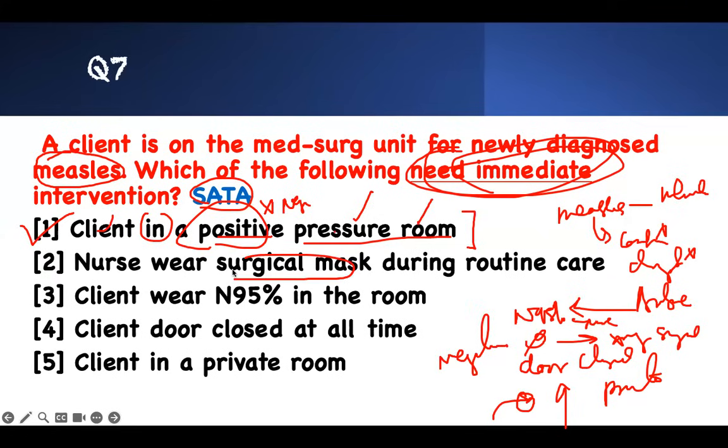Next, wear surgical mask during routine care. Routine care is good for the patient, but what did the nurse do? Wear surgical mask. She's going to get sick. She needs to wear N95. So which of the following need immediate intervention? This one. Client wear N95 in the room. Client does not wear anything in the room. So which need immediate intervention? This one. Client door closed all the time. That's excellent. Client in the private room. That's excellent. So which one need immediate intervention?